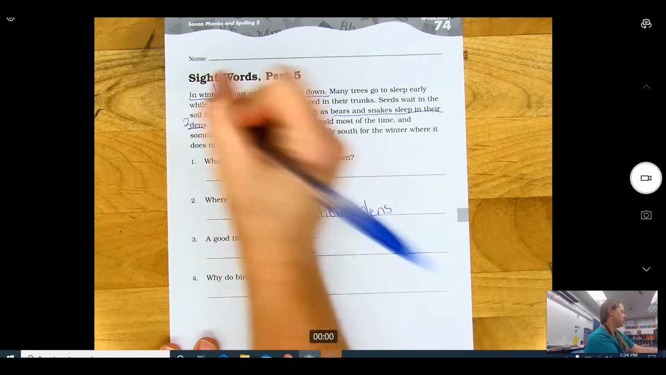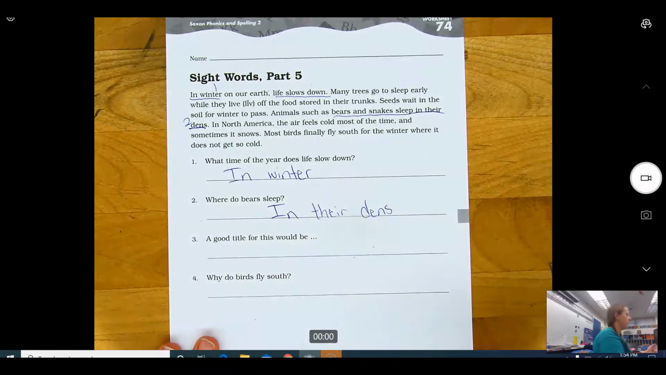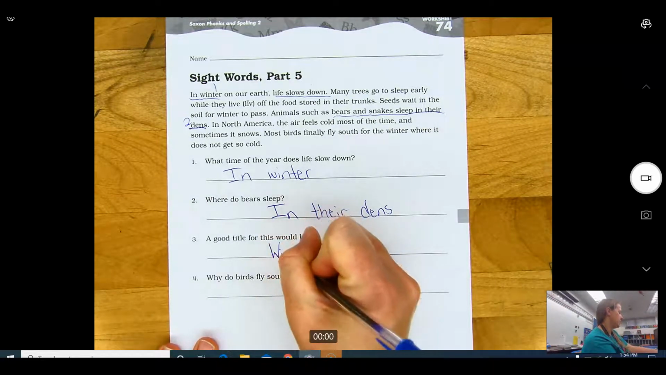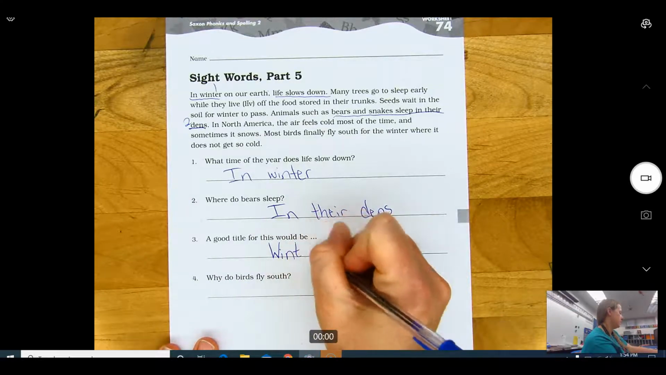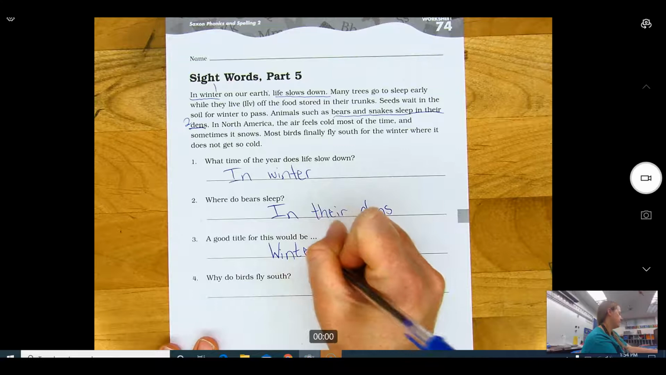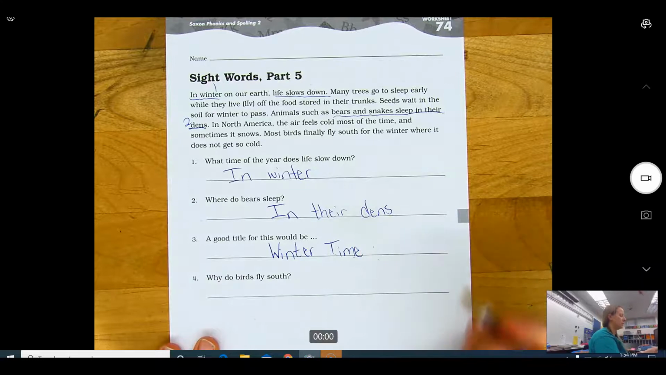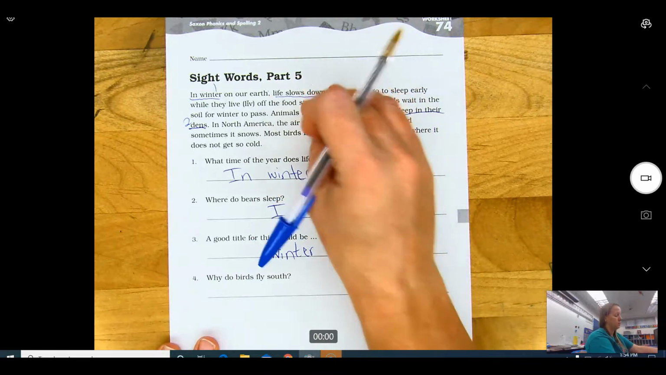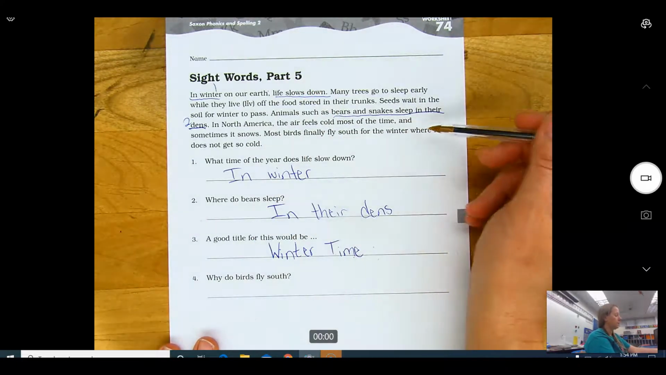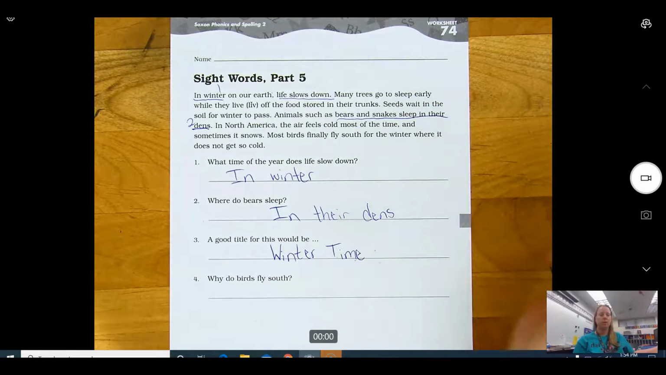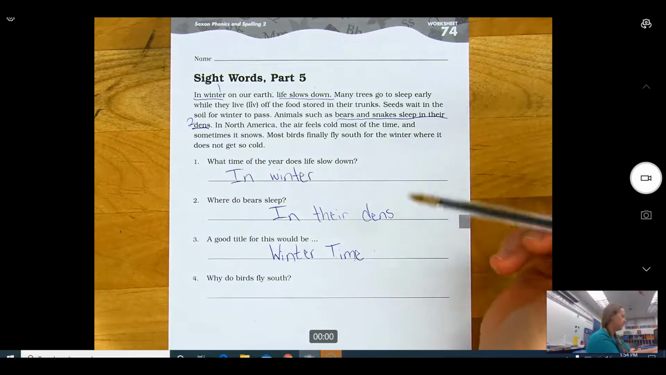Answer to question two. A good title for this would be, let's say maybe winter time. Okay, because it is talking about winter. Or hibernation, or life during the winter. Anything is good right there. And usually a title is whatever most of the paragraph is about, or most of the story is about. A good title for this would not be How to Walk My Dog, okay? Because it has nothing to do with walking dogs.